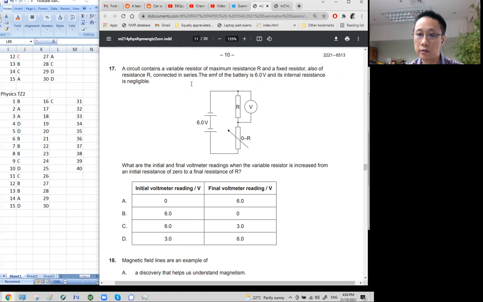Because at first you have one single resistance using up all the EMF, experiencing the entire EMF. So the reading should just begin with 6. And then by the end, when the variable resistor also acquires a resistance of R, you have 2 identical resistors sharing the EMF equally when they are in series.